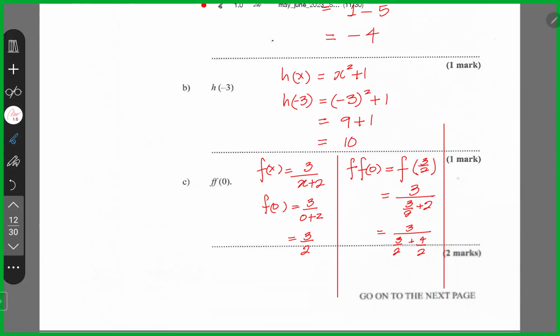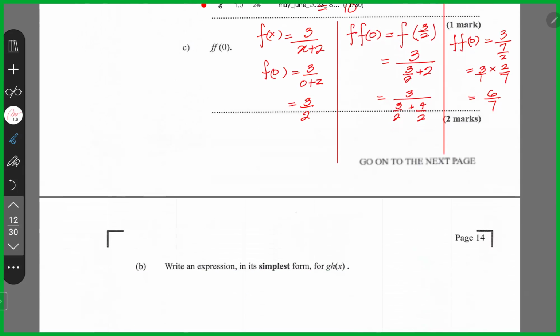So this is 3 divided by 7 over 2, which is the same as saying 3 multiplied by 2 over 7. Dividing by 7 over 2 is the same as saying multiply by 2 over 7. The final answer here is 6 over 7. So f of f of 0 is 6 over 7.